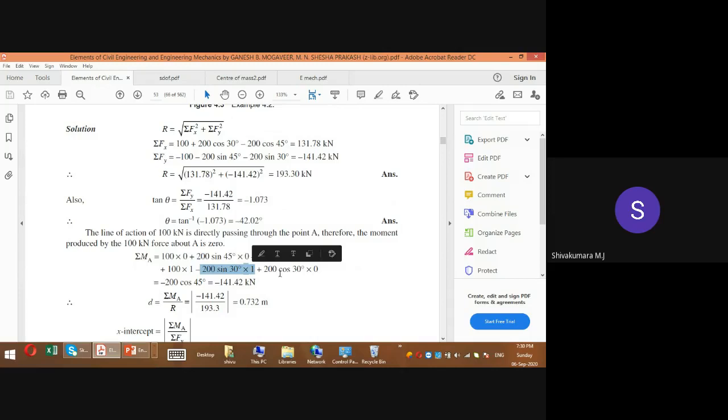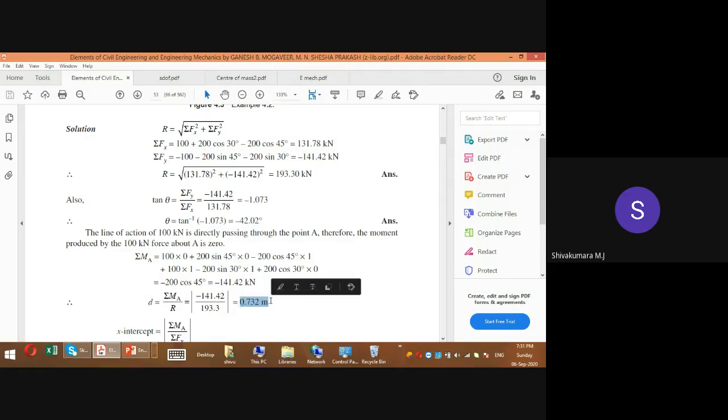Only 3 terms remain; the remaining 3 terms are getting multiplied with 0 here. There is no perpendicular distance for these components. So if you calculate, you will get the summation of moment about A as minus 141.42, and then you equate that to the product of resultant and D. Summation of M_A equals R into D. So D will be equal to summation of M_A divided by R.